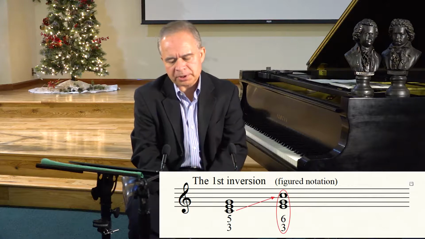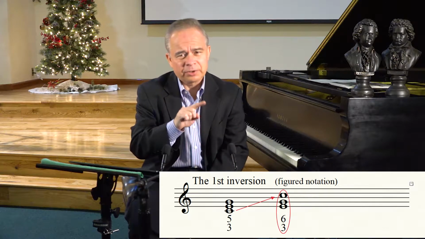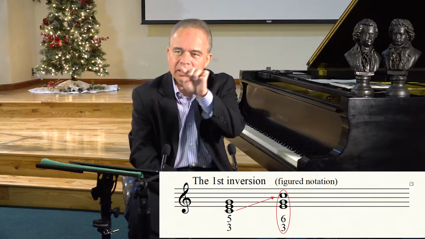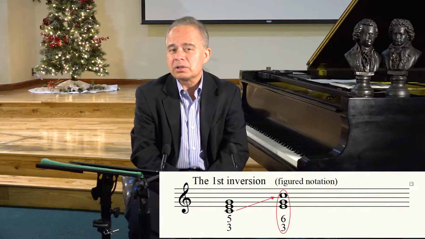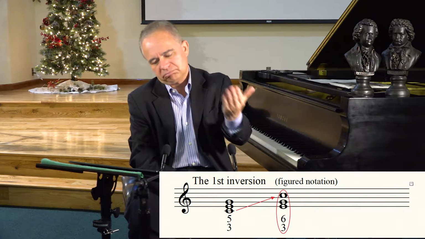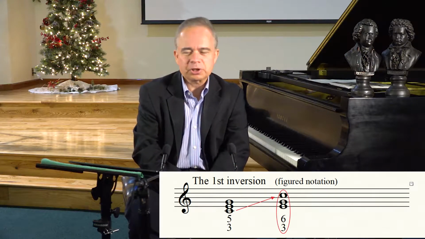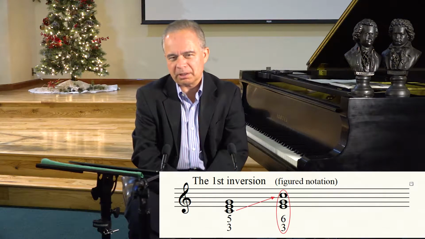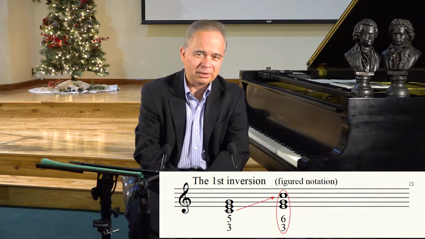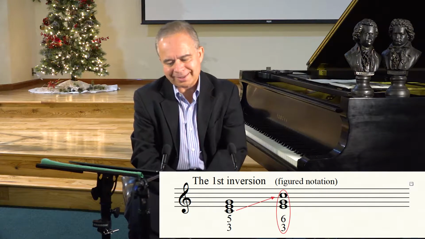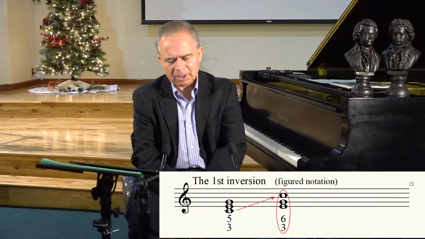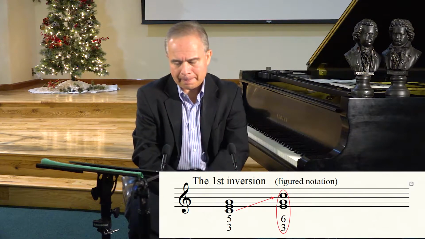As a shortcut though, sometimes you'll just see the 6. The third is usually taken for granted. So if you see under a bass line a 6 only, that means score that in first inversion. The complete figure is 6-3, but just for you to know that sometimes the third is taken for granted. It's a very important element of the triad, and it's taken for granted. That's why you only see the 6 a lot of the times. So remember, the first inversion of the triad is the 6-3 or the 6.